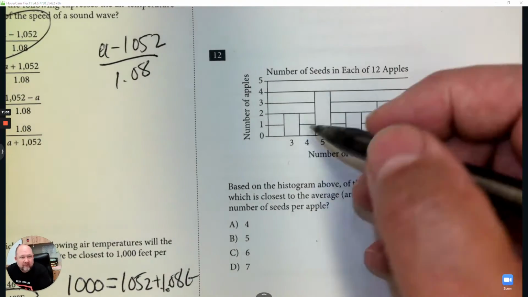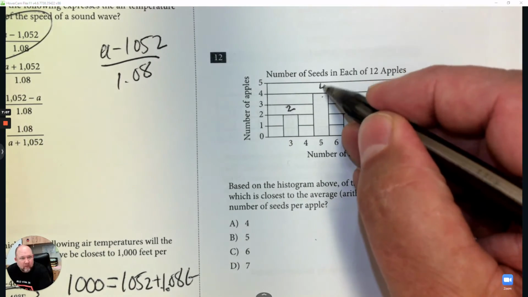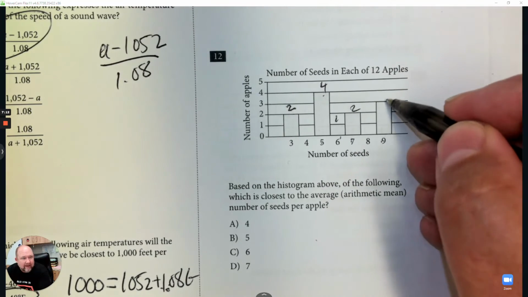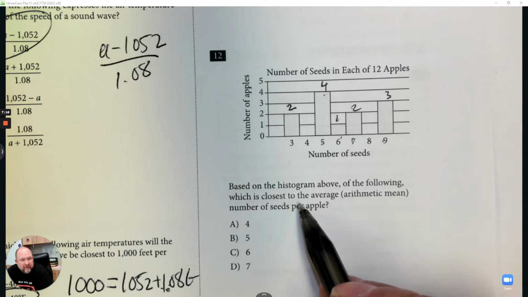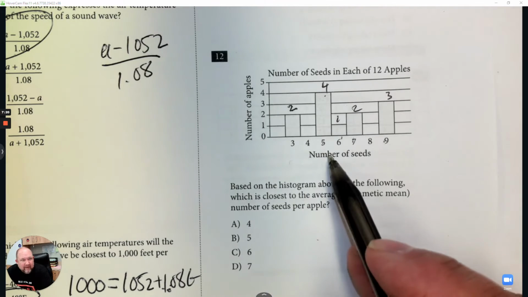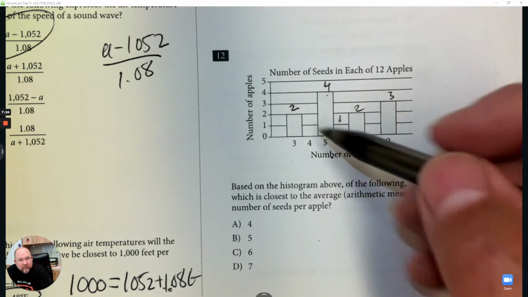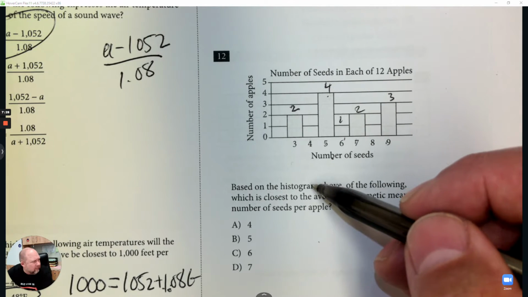All right, number of seeds in each apple. So I got 2, I got 4, I got 1, I got 2, I got 3 there. Based on this histogram, which is the closest average? So the number of apples and the number of seeds. So the number of seeds in each of the 12 apples. So if I look here, is 4 even shaded in? I don't think 4 is shaded in, is it?